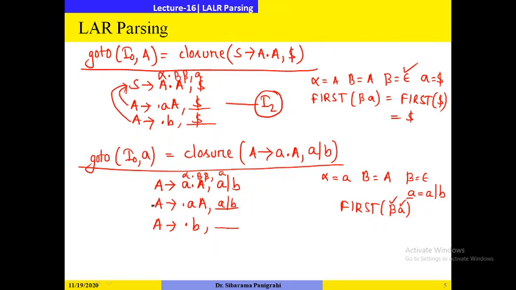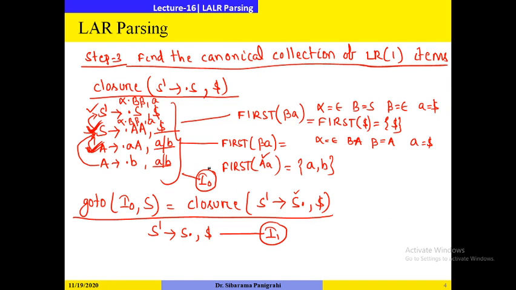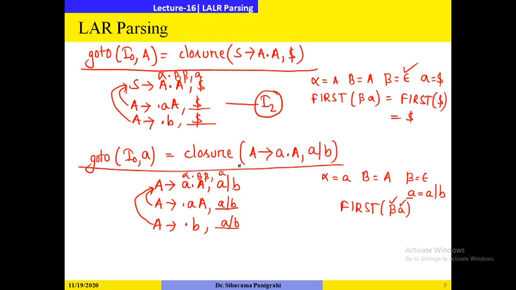Similarly, here this production is derived from this one. You have got first of beta a is a or b. This production is derived from this one. So first of beta will remain as it is, a or b. So now you have to see whether this set of productions is already there in an item or not. So you see in I0 no it's not, in I1 it's not, in I2 it's not, so we will name it as I3.